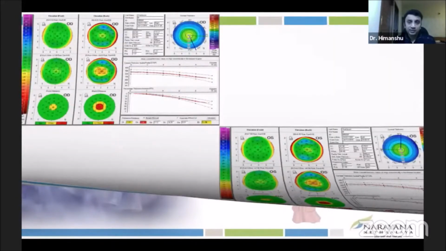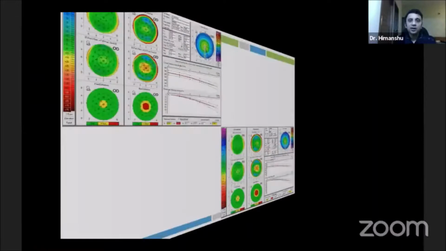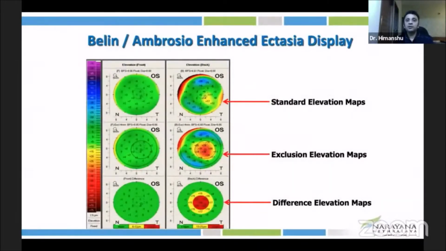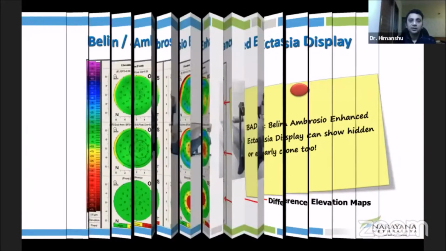And then the answer is that if we look at the Belin-Ambrosio enhanced ectasia display or exclusion map, we see that there is a possibility of a small hidden cone, or the posterior elevation of forme fruste keratoconus, in such a case. And I won't be very keen on any weakening procedure, and I would rather look at something which possibly gives me a little more stable cornea, such as phakic IOL.